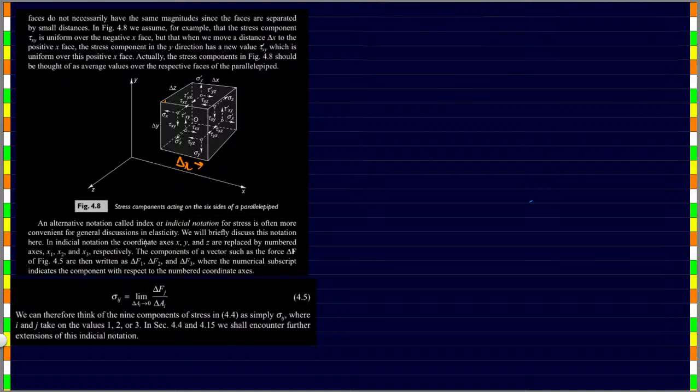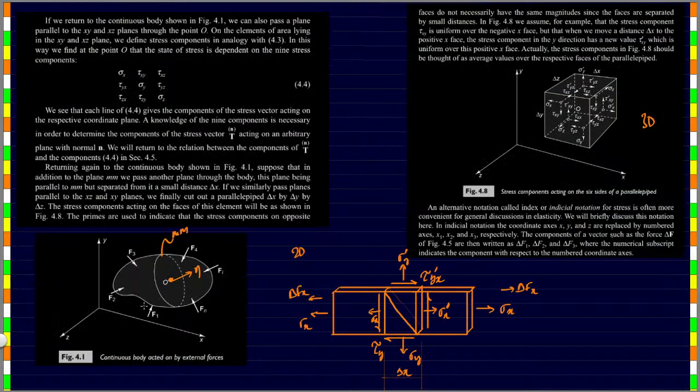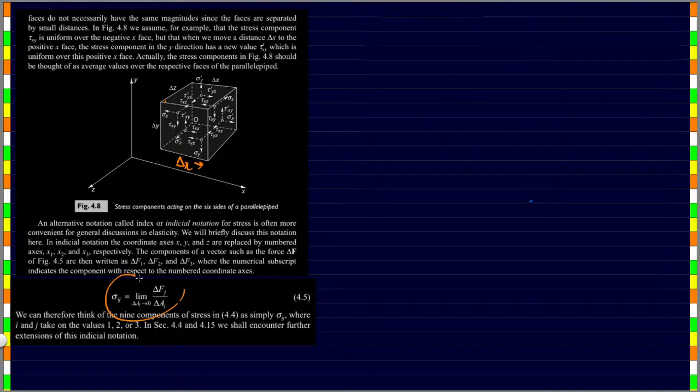An alternative notation called index or indicial notation for the stress is often more convenient for general discussions in elasticity. We'll briefly discuss this notation over here. Okay, so we had something over here. So this is what we get here. So we can therefore think of 9 stress components as simply sigma ij, where i and j take on the values 1, 2, and 3. In sections 4.4 and 4.15, we shall encounter further extensions of this indicial notation.